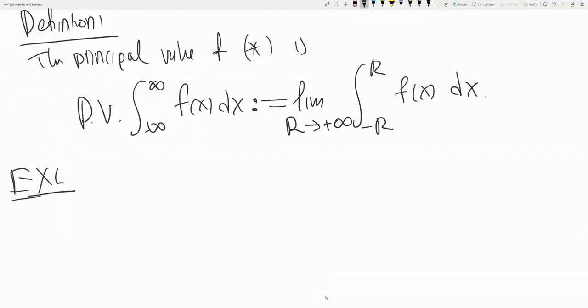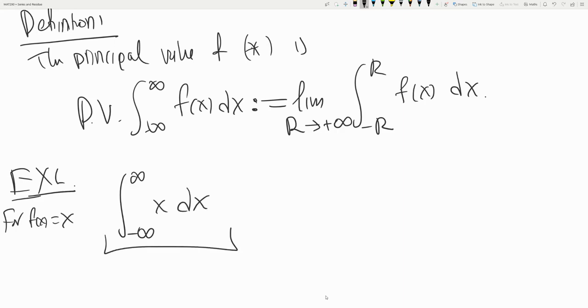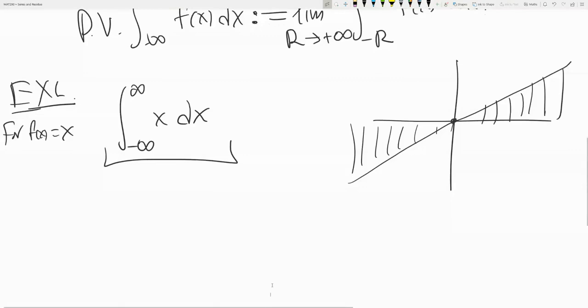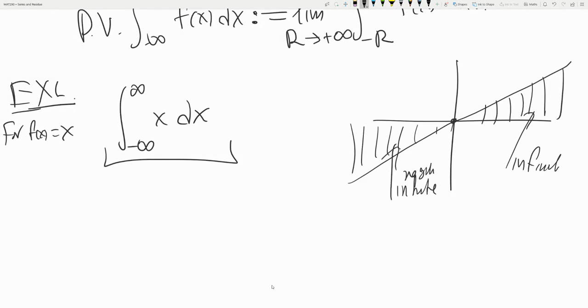An example. Consider the integral for f of x equal to x. So this is the graph, and this is the area we're looking for. Now clearly this seems to be infinite, right? So this is infinite, and this is also infinite. But this is negative infinite, and this is positive infinite.